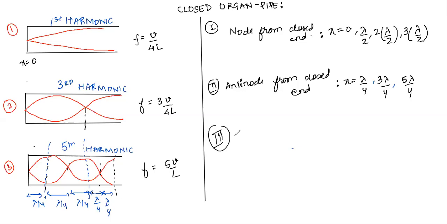Okay, what about the third one? That is the ratio of overtones. Tell me. Ratio of frequencies. Or you can also call them the ratio of overtones. Sir, 1:3:5. See, this was fundamental, right?